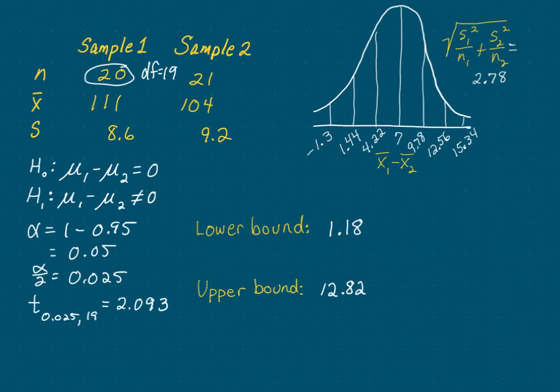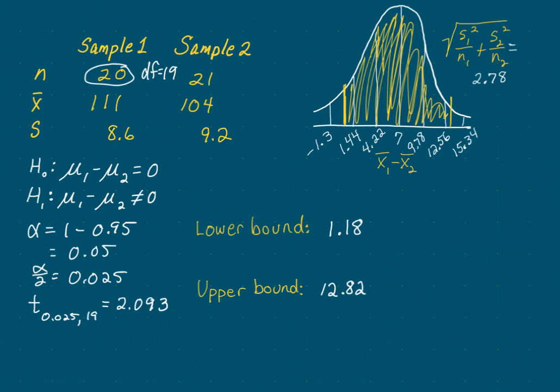So there we have our distribution of the difference between the sample means. The lower bound here is at 1.18, so we're looking at somewhere in this area. And our upper bound is at 12.82, so somewhere in this area. And our confidence interval is in between those two bounds. So all of that area. And we are 95% confident that the difference between the two means is within that area.